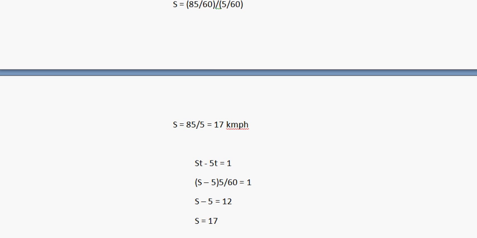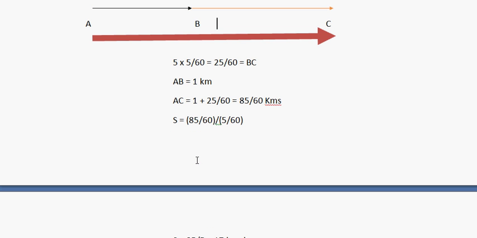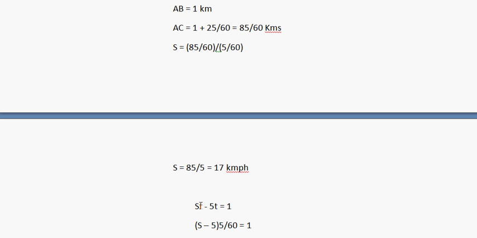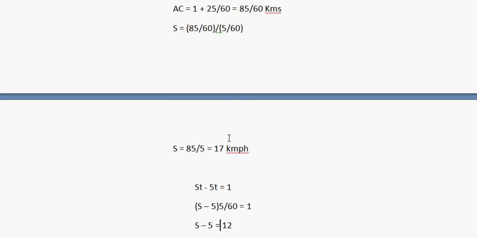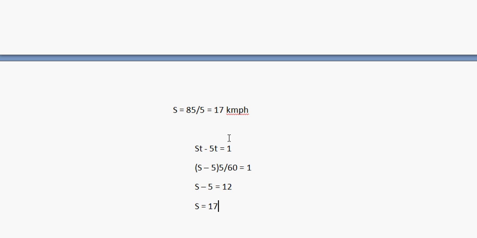Right? So this is just the concept of relative speed. Again, what we are doing is, you are traveling at a speed s, he is traveling at speed 5, right? So after t time, the difference between you and him should become 0, which means if you travel st and he is traveling 5t, the difference, which is 1 kilometer, should be covered. So it is equal to 1, right? If you solve it, it comes out to be 17.